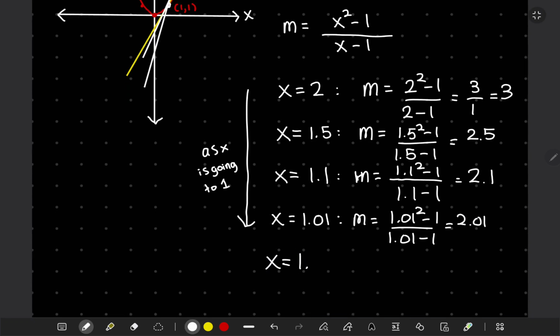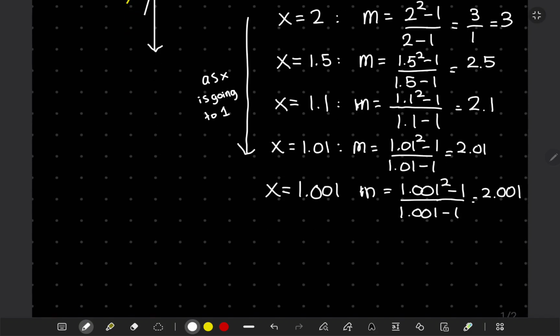Let's just do one random shot. If I do 1.001, being really close to this, if I do that calculation, I just put this all in my calculator, what do I get? If I put this all in my calculator, I get 2.001. This probably tells us a big sign. It's getting really close to this one number. And we can say that as x is going to 1, our slope is going to 2.